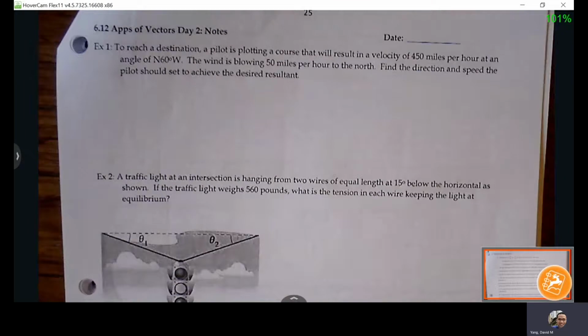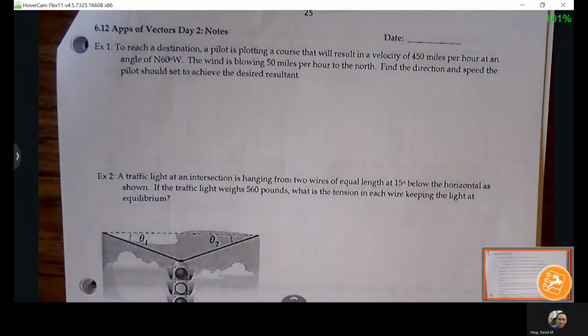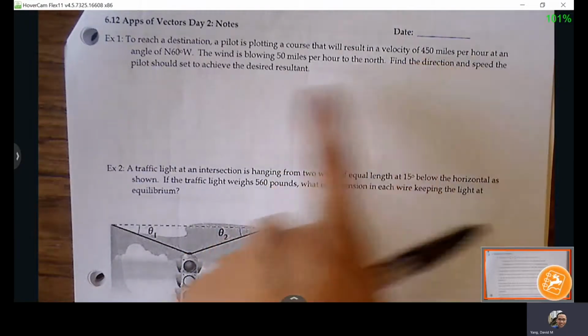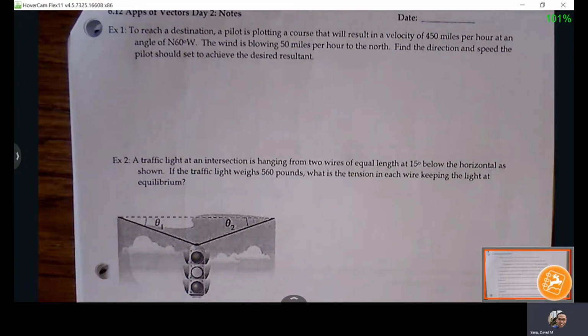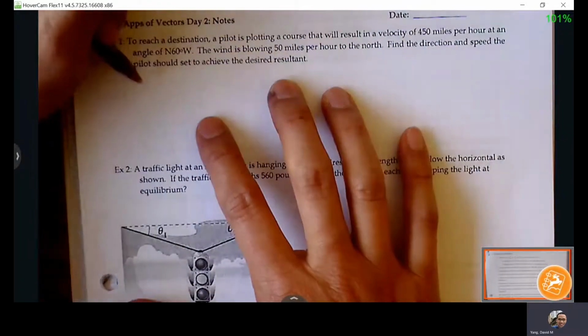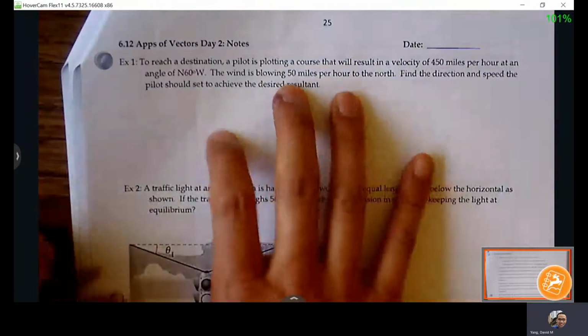Because what's happening here is the pilot has to adjust the course so that it will have a result of this velocity and this direction. So it almost needs to counteract the wind in order to get that desired path that it wants to go on. But I still want us to understand that we are working with the same equation. We just have different information that we're solving for.